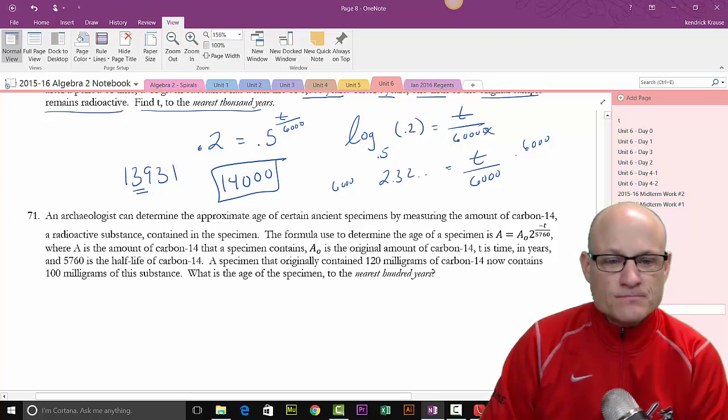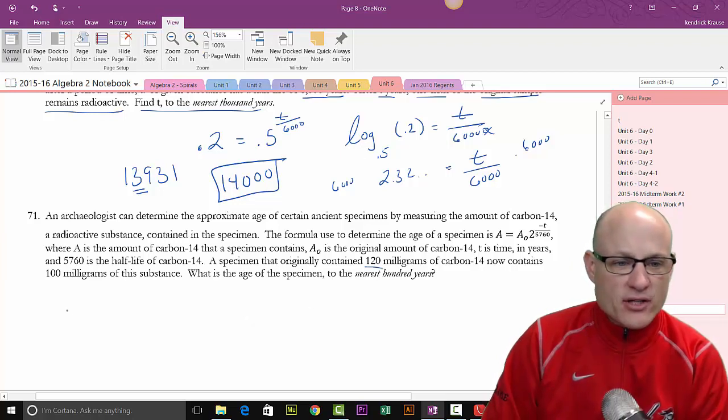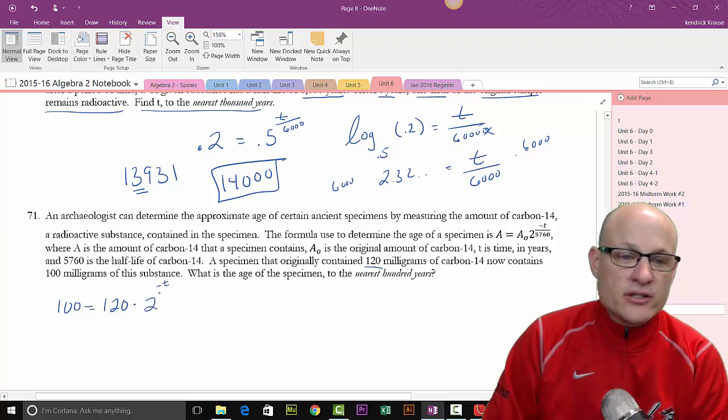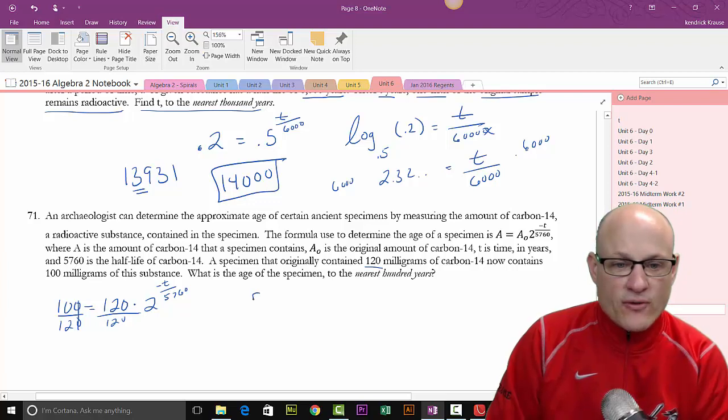That's why it's 5760. A specimen that originally contained 120 grams now contains 100. It used to contain 120, and then we just fill in the rest of the formula, times 2 raised to the negative T over 5760. Get the weird thing alone by dividing by 120. So you get, what is that, 5 over 6. So 5 over 6 is equal to 2 to the negative T over 5760.